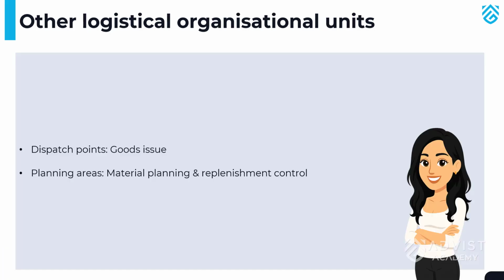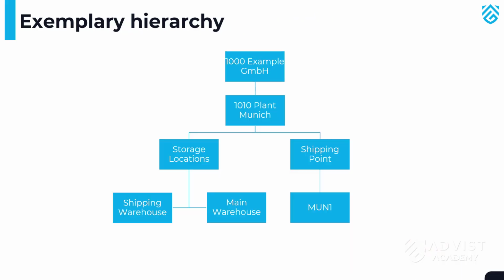In addition to these core areas, the logistics structure also includes other organizational units that are specifically relevant to individual modules or processes. For example, shipping points that are responsible for goods issue, or planning areas that support material planning and replenishment control. The hierarchy can be clearly illustrated with an example.